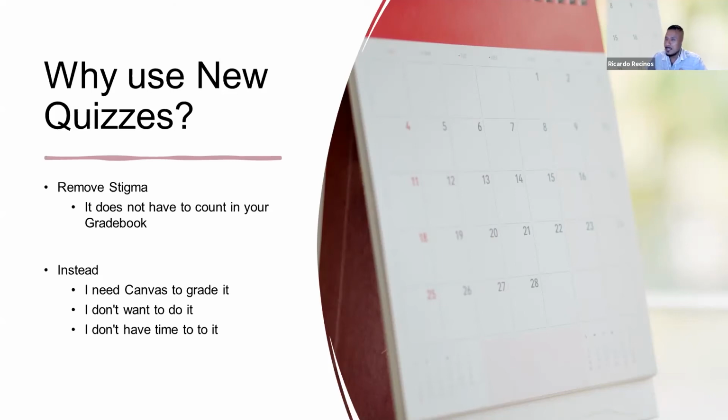Instead, as a teacher, I'm always looking for things that are going to make my life easier and allow me to have more time. So I think about it this way: I need Canvas to grade it for me. I don't want to grade it, and I don't have time to do it. So if I get creative with this type of quiz, I can have Canvas automatically grade it for me, on most of the types of questions that we have.